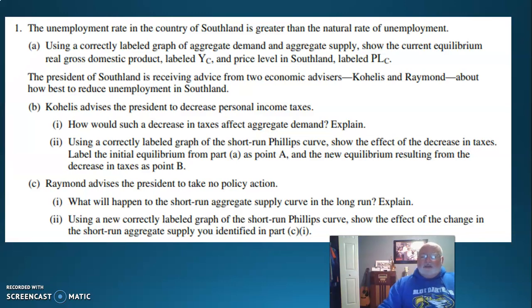They want the government to do something, and the economists that jump in there trying to fix things with either monetary or fiscal policy, those are Keynesian economists, which most of us are. And so Cohilis is a Keynesian economist. Raymond says, hey, dude, don't do anything. He's the Herbert Hoover here. This is the position of the classical economists.